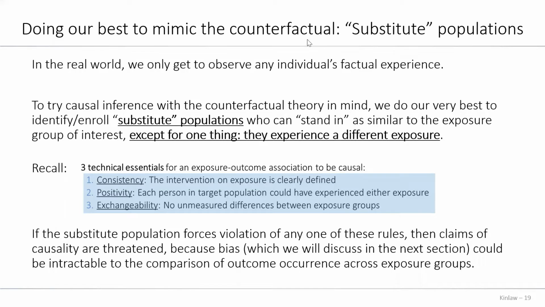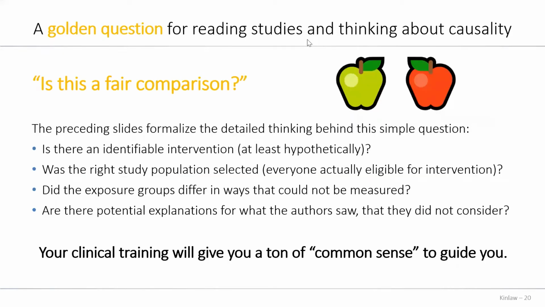We can think of them as stand-ins because other than the exposure, they have really similar characteristics to the people who got exposed. If the substitute population breaks any of the 3 essential rules for causal inference, then that inference is limited. But sometimes it's easy to get bogged down in the weeds and technical details. It's good to be aware of these technical details, but when in doubt, your golden question for reading studies and thinking about causality is kind of simple. Is this a fair comparison between these two exposure groups?